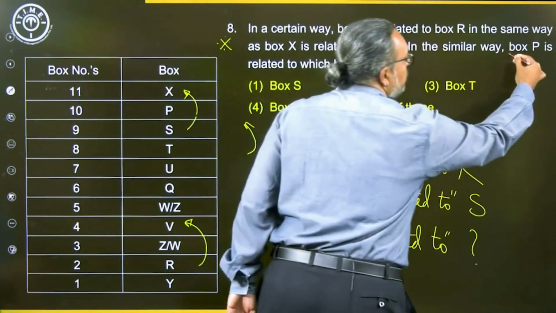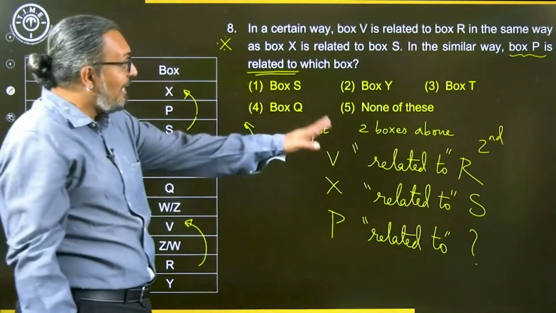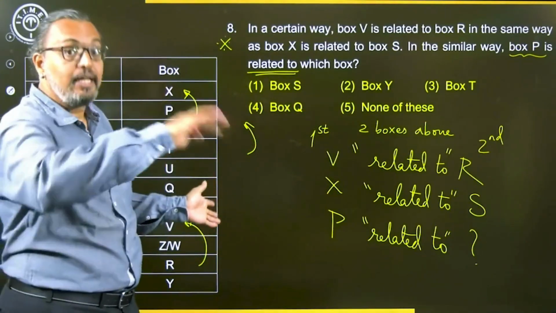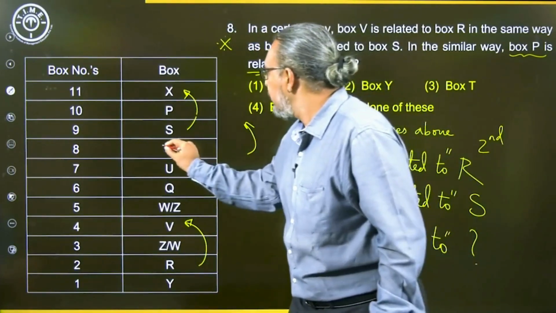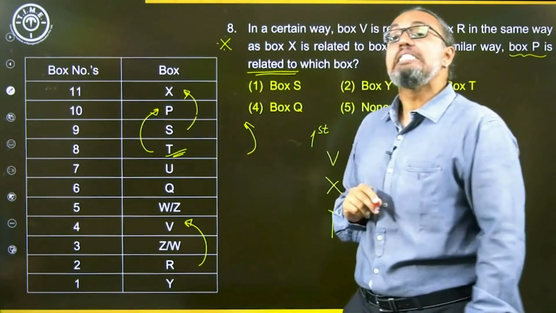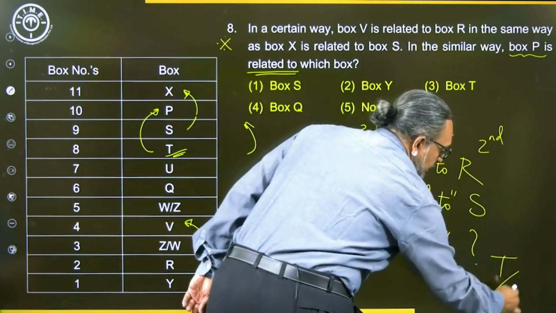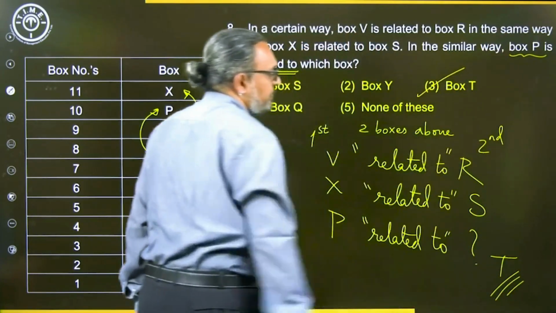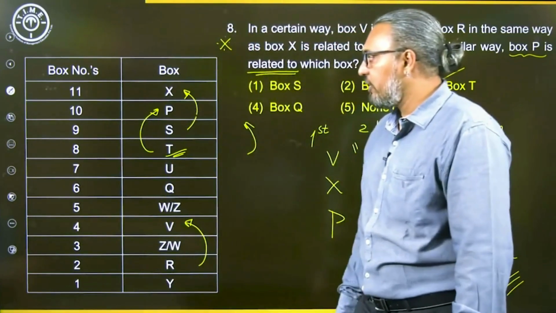Because look at the question: P is related to which box? So an element is given before "related", and I need to find an element after "related". So P will be the first position. So P is above which box? So my answer is going to be T. Okay, so the answer to this is T, third option, 2 boxes above. Are you understanding the point here?